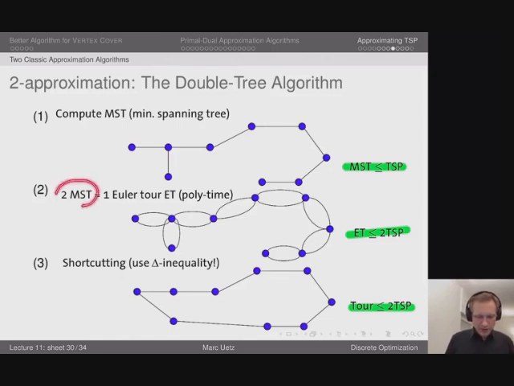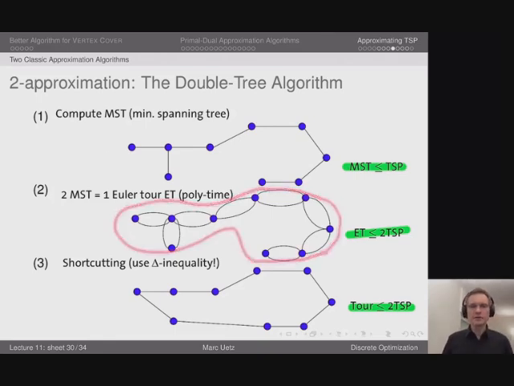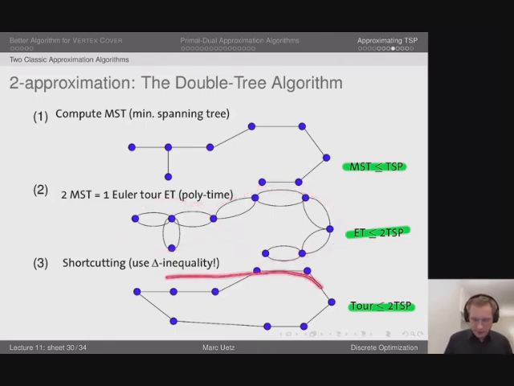Well, it's exactly twice the cost of the minimum spanning tree, and hence the cost of the Euler tour is at most twice the cost of an optimal solution for the TSP problem. And then the final step is I take this Euler tour on the graph and I use the shortcutting argument in order to get a Hamiltonian cycle at the end. And also by the shortcutting argument and by the fact that we have a metric instance, I know that the cost of this Hamiltonian cycle, the cost of this tour, can be at most that of the Euler tour, and that was at most twice the cost of the optimal solution. So we have our two approximation algorithm very simply defined.